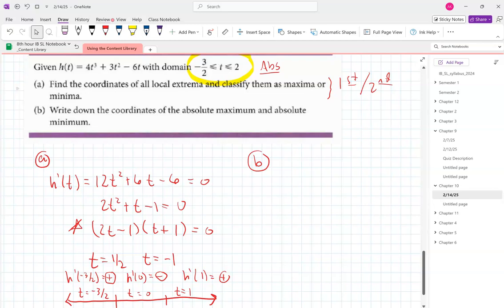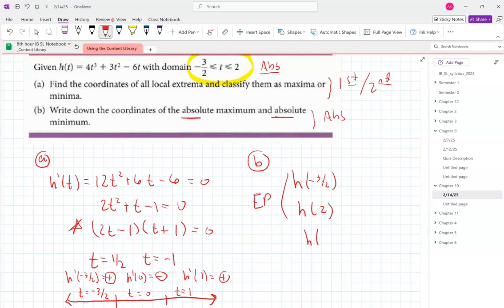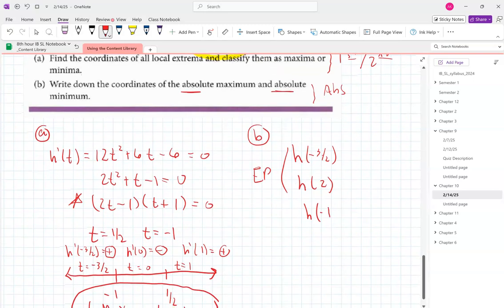To do part B now, it says write down the coordinates of the absolute maximum and the absolute minimum. So to do this, I need to check two things. I need to check the endpoints. And then I need to check my local extrema. Okay, so far so good.